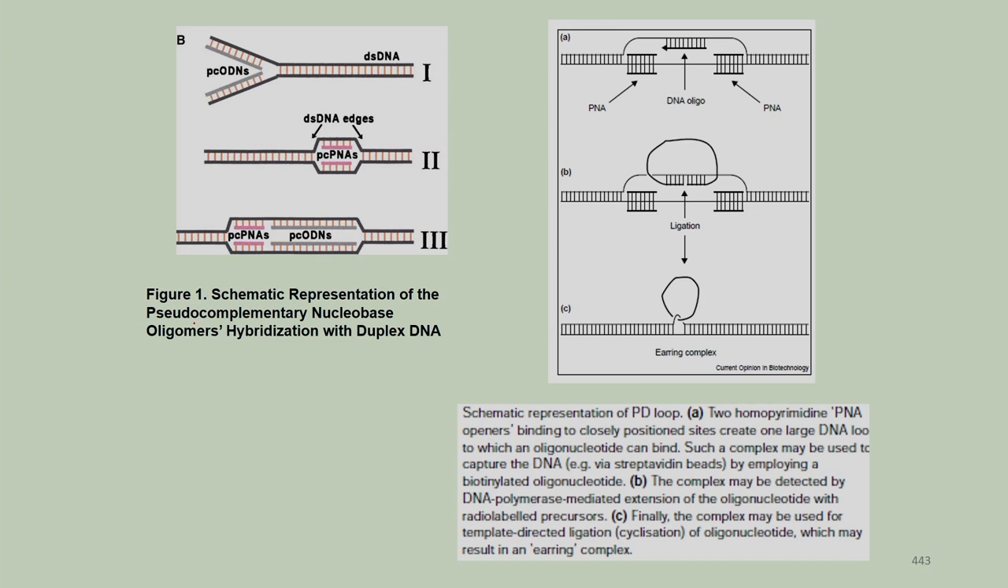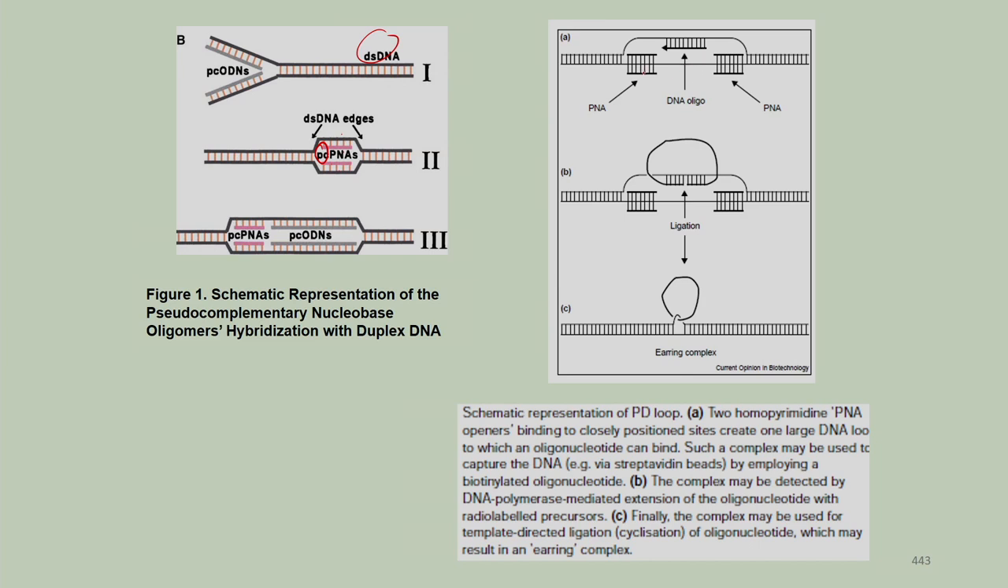schematic representations. This is an even further variation, called the pseudo complementary nucleobase. You can forget that PC term, just consider the PNA. If you have double stranded DNA here and you add the PNA into it, you can see two double helices can be formed. That is how you can make a lot of designs to prevent the target DNA from rehybridizing.